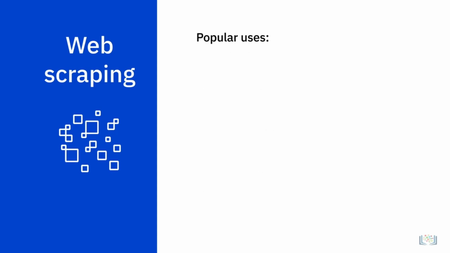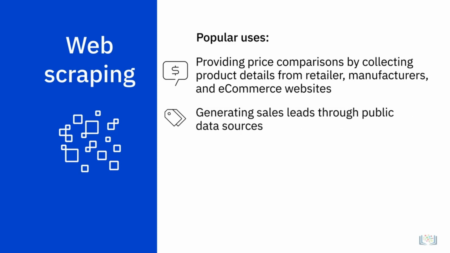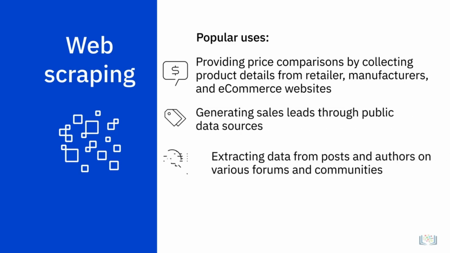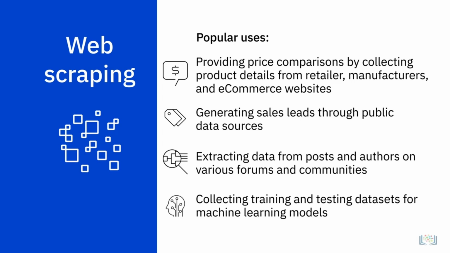Some popular uses of web scraping include collecting product details from retailers, manufacturers, and e-commerce websites to provide price comparisons, generating sales leads through public data sources, extracting data from posts and authors on various forums and communities, and collecting training and testing datasets for machine learning models.